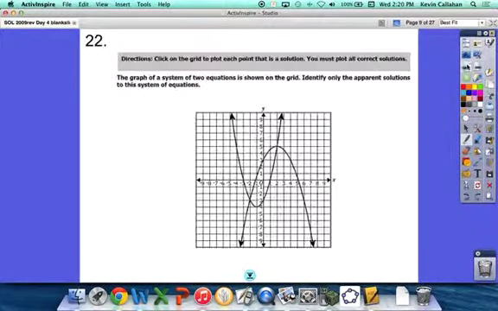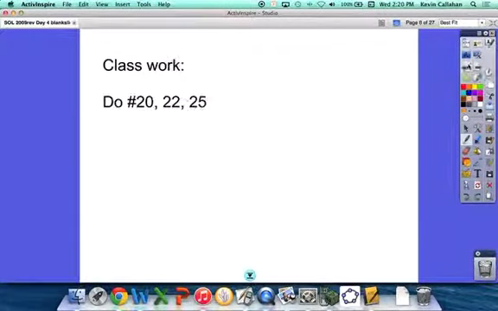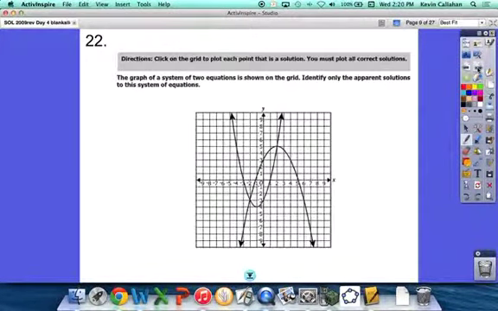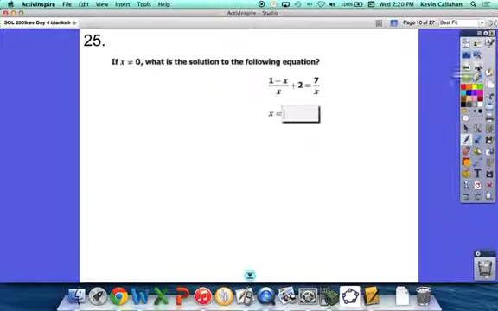I did this out of order because there's ones that are leaving. Do these as classwork right now: 20, 22, 25. One of them is a system. One of them is a system, but a graph. And one is a rational equation, which you could either solve algebraically or you could solve it as a system.